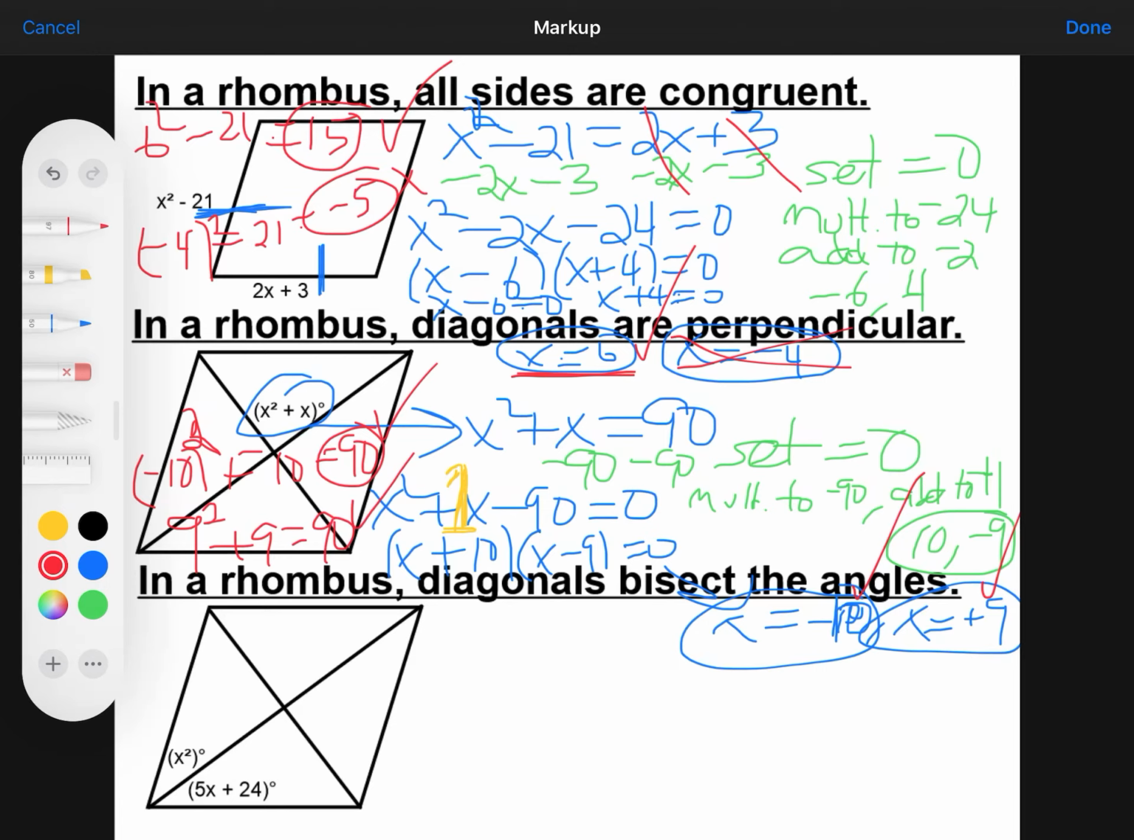Sometimes you get two correct answers. Sometimes you only get one correct answer. It depends. Negative answers aren't necessarily wrong. You have to plug them back in.